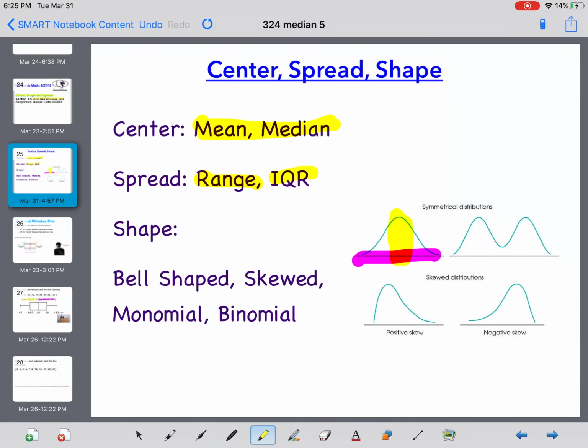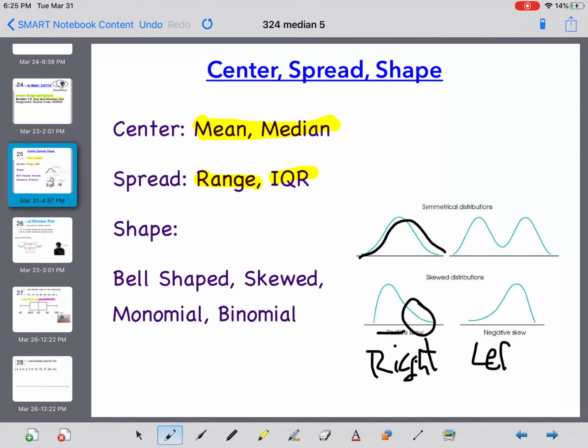And the shapes, we can have something that's bell-shaped, like this. See how it's kind of a bell? Or something that's skewed. We'll call this skew right, because this tail is over here. And this would be skew left, because the tail is over here. Okay? Or we could have something that's unimodal, because it has one peak, or bimodal, because it has two peaks.